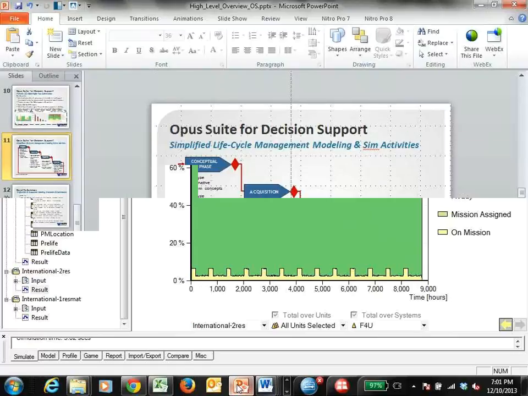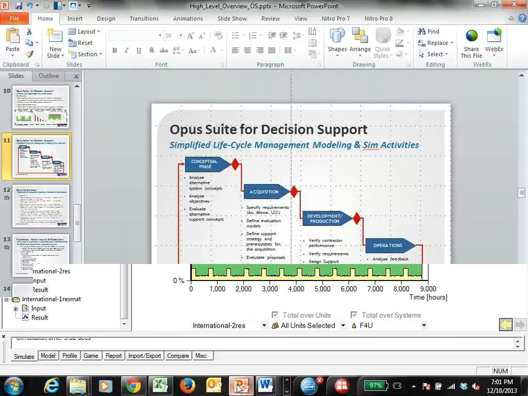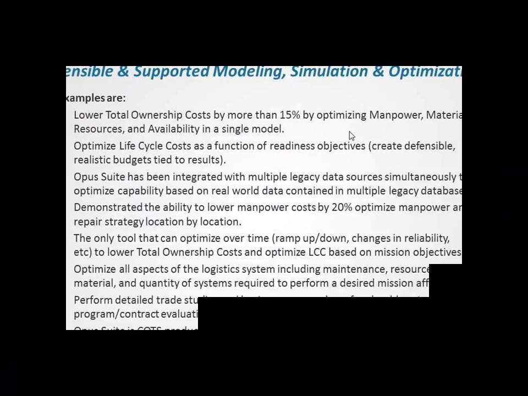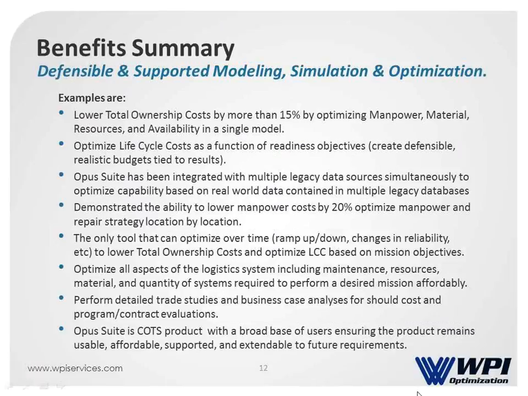And so, in summary, a brief summary, when we look at some of the benefits of doing this kind of analysis, we've shown that we can lower our total ownership costs by more than 15% through the optimization of manpower, material, and resources. We optimize our life cycle costs as a function of readiness objectives.